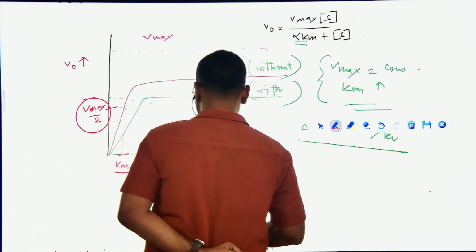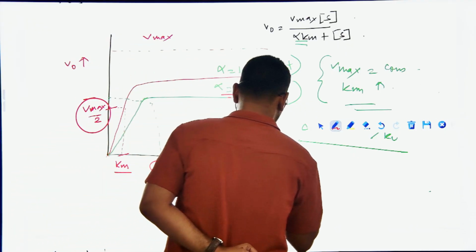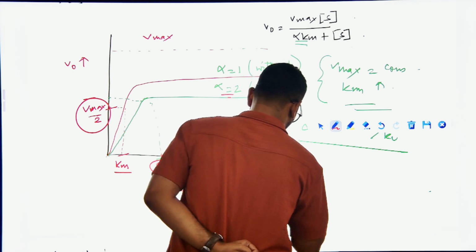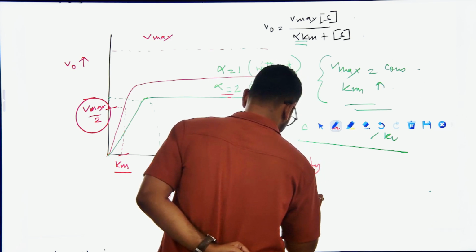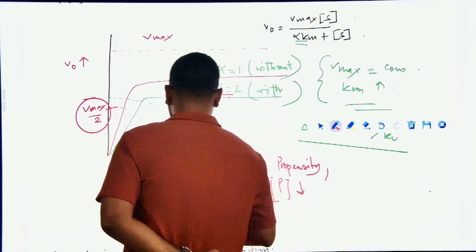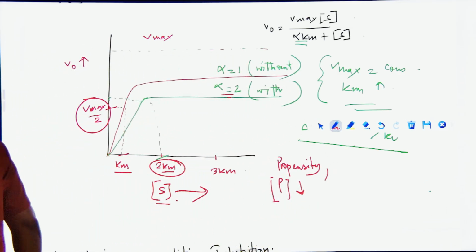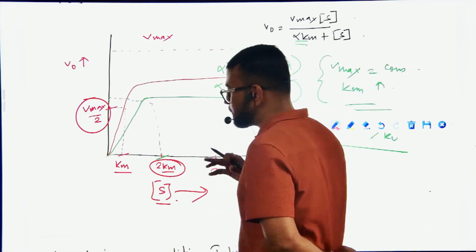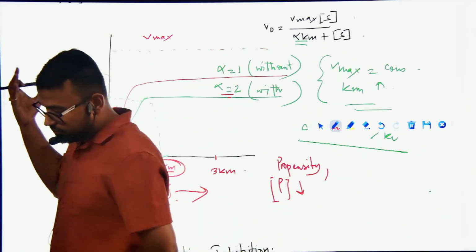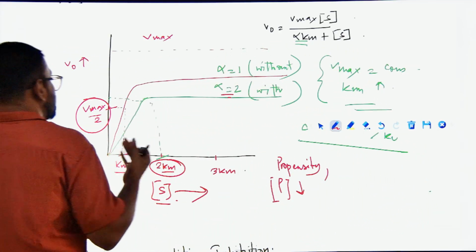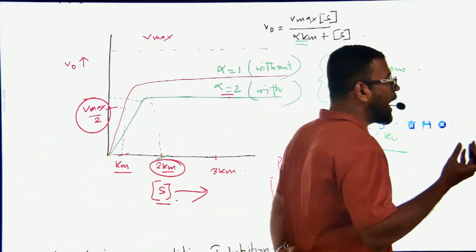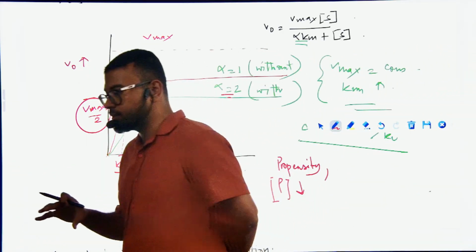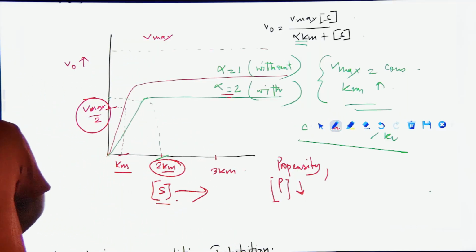And as the Km value increases, the propensity for product formation will decrease. I guess all of you must be getting the overall concept of competitive inhibition and how the Km increase is hampering the overall process of product formation.